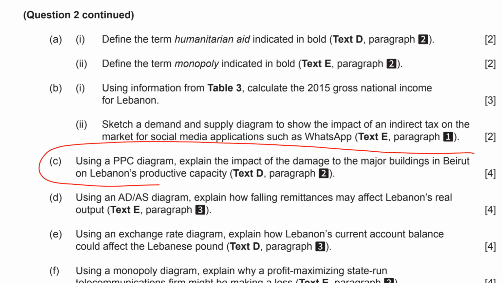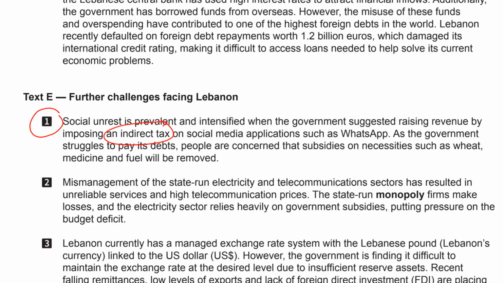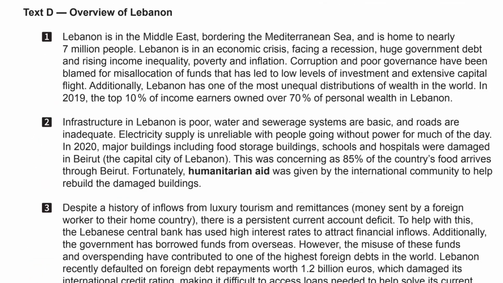So question 2, part C, using a PPC diagram, explain the impact of the damage to the major buildings in Beirut on Lebanon's productive capacity. Text D, paragraph 2. Let's go to text D, paragraph 2. So infrastructure in Lebanon is poor. Water and sewage systems are basic and roads are inadequate. Electricity supplies unreliable, with people going without power for much of the day, and so on.